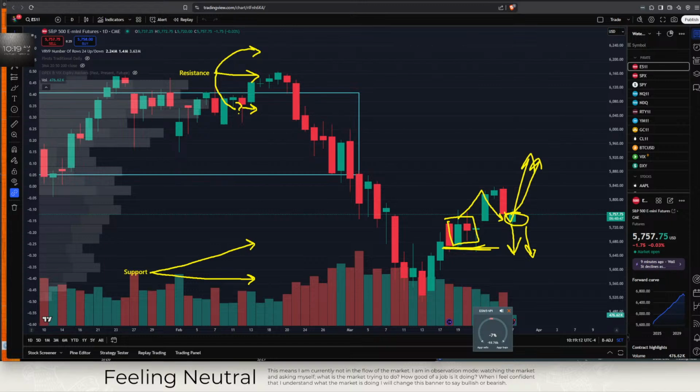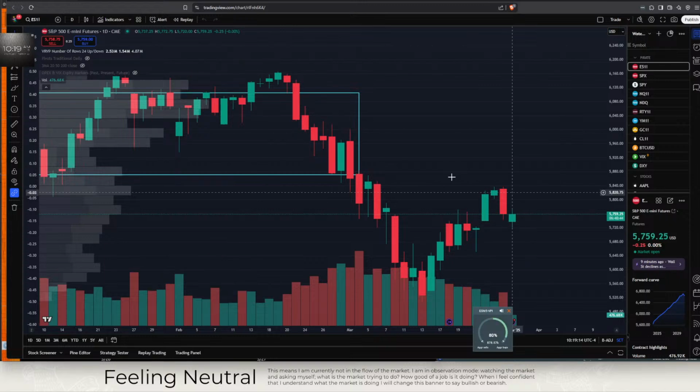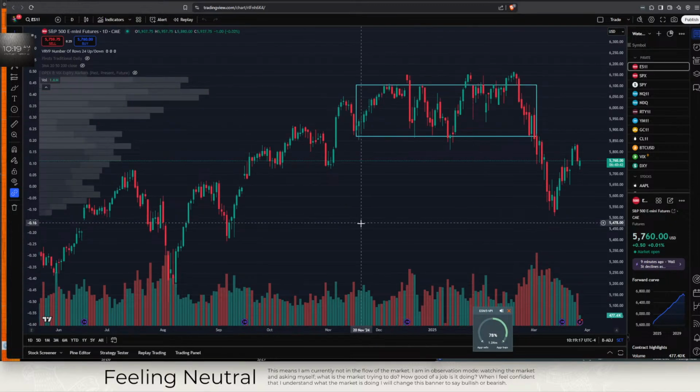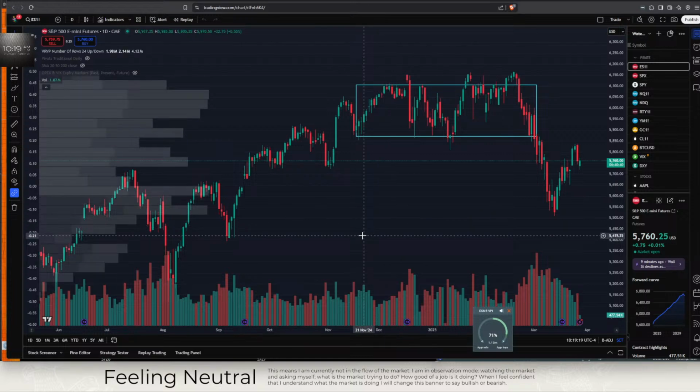Let me just zoom out on the chart here and try to show you some other examples of this to make sense of it, okay? So here you can see we had a balance area where the market was going sideways, broke down, came back up, okay, tested that balance area low, continued lower, okay? Same thing in here. Balance area, broke out, came back, continued higher.